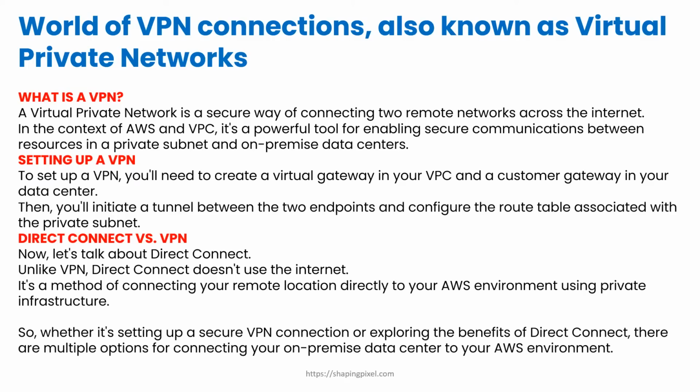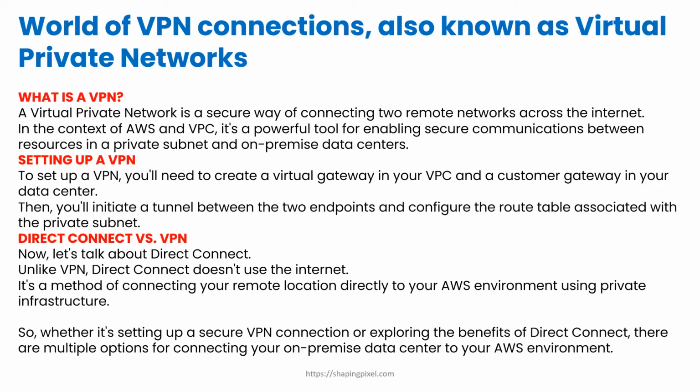So let's dive into the world of VPN connections, also known as virtual private networks. A virtual private network is a secure way of connecting two remote networks across the internet. In the context of AWS and VPC, it's a powerful tool for enabling secure communications between resources in a private subnet and on-premises data centers.